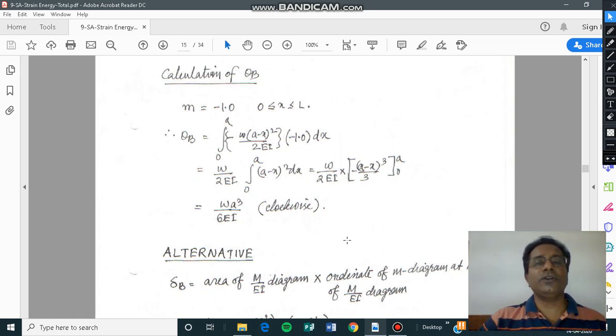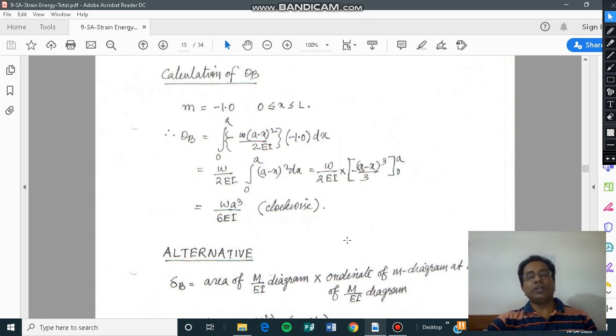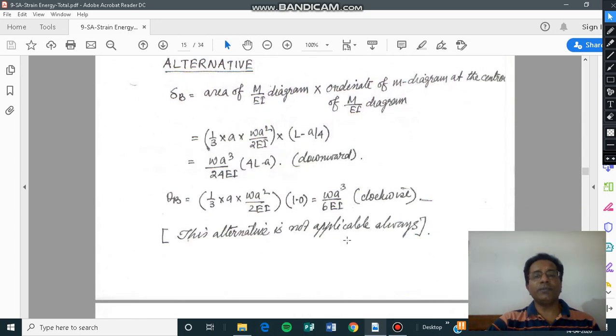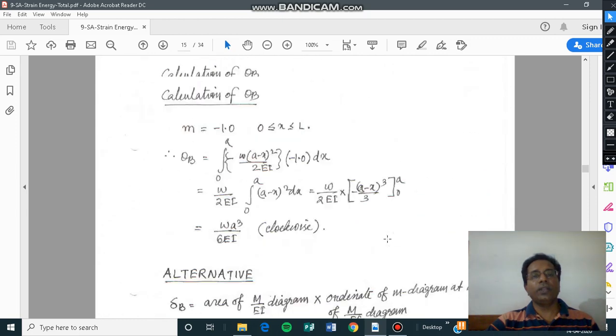Okay, this is what you have to use to calculate by the unit load method or virtual load method in beam problems. An alternative approach is also there, but that is not that versatile, so I will not suggest going into detail of that. Only you understand this part.